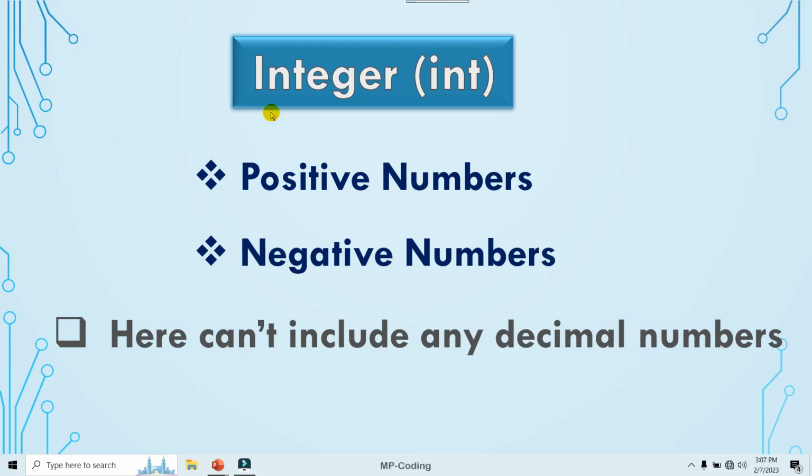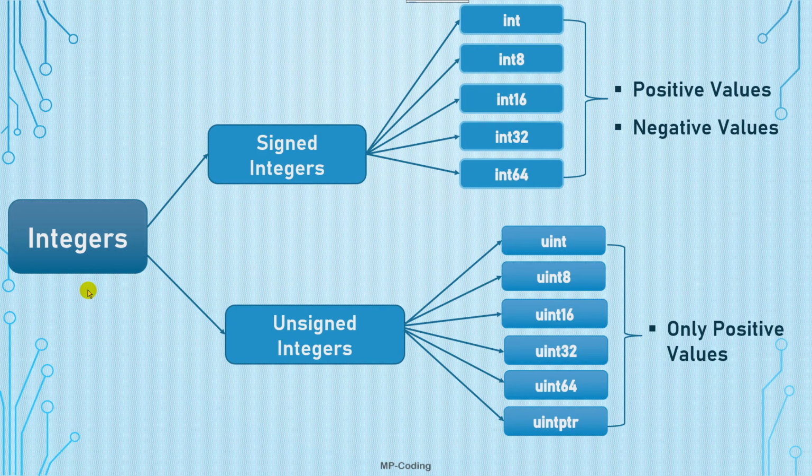Here, the integer group. For this group we can put positive numbers and negative numbers, and we can't put any decimal numbers here, so you should remember it. Integers again we can divide into two subgroups. First one is signed integers, second one is unsigned integers. Each group has its own members.